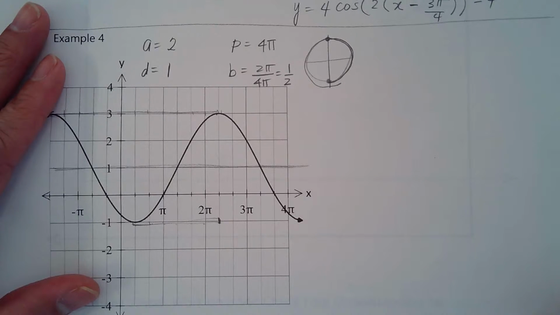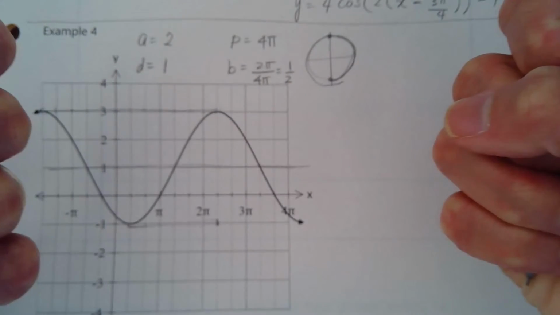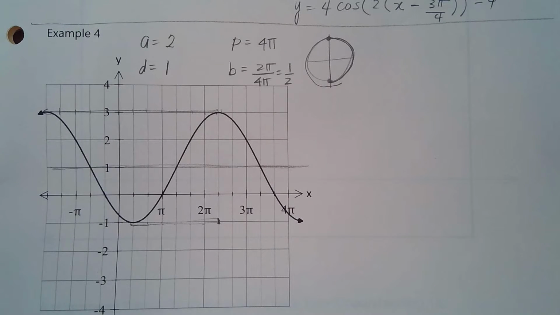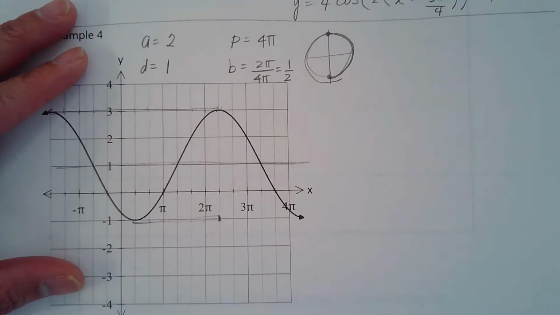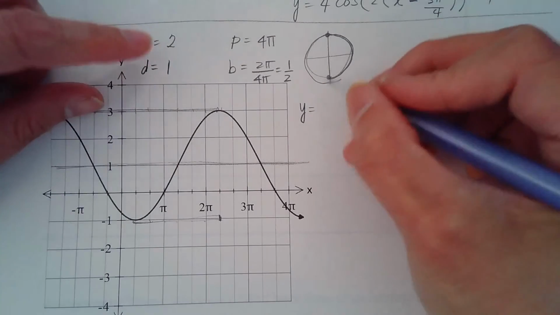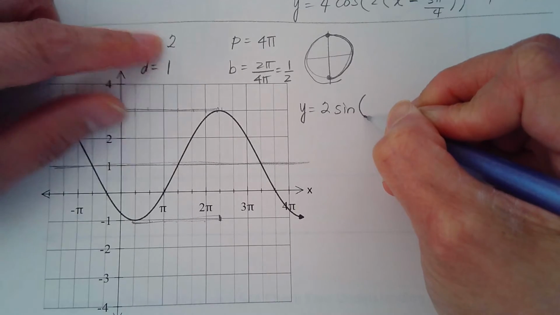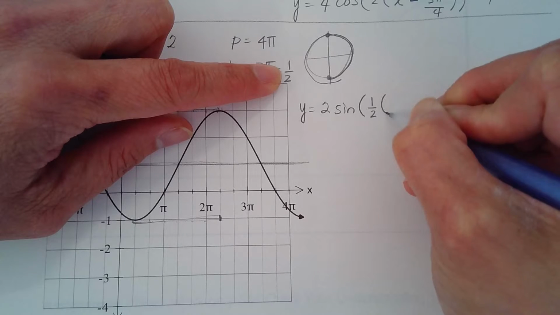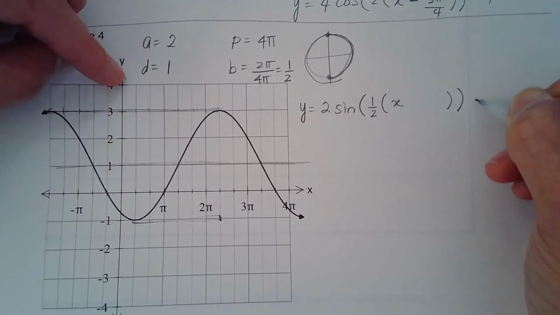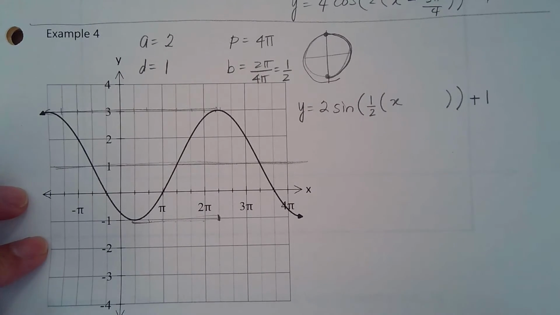So what just happened there? If the B is a half, what transformation is that? Stretching by a factor of 2. Okay, so let's see that. Y equals A is 2 sine, brackets, B is 1/2, brackets X. Leave that space alone for now. Brackets plus 1.